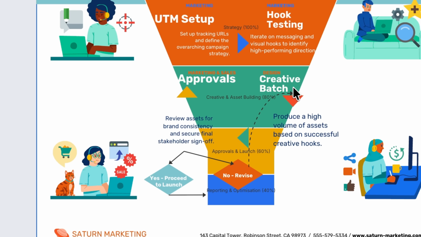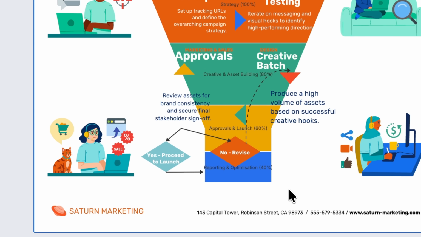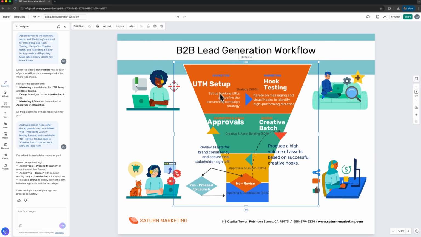Now our diagram is going to change. It clearly shows two possible paths. If the answer is yes, we move forward to launch. And if the answer is no, we go back. Your process now has clear logic, with no dead ends. At this point, the structure makes sense, but it's still mostly text.